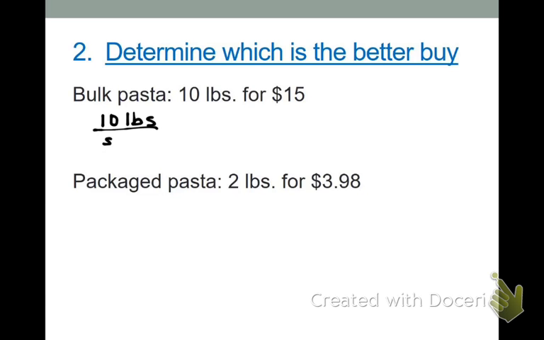So now my goal is to, once again, find the unit rate. Mason, what do I do to get the unit rate? You divide by the 15. Okay, $15 on top and on bottom. What is my unit rate?